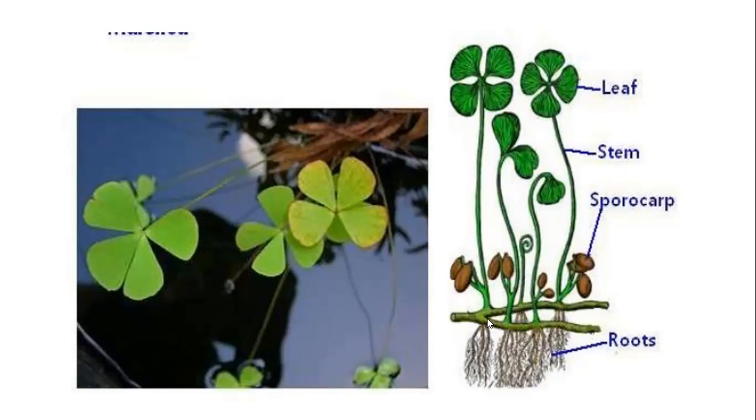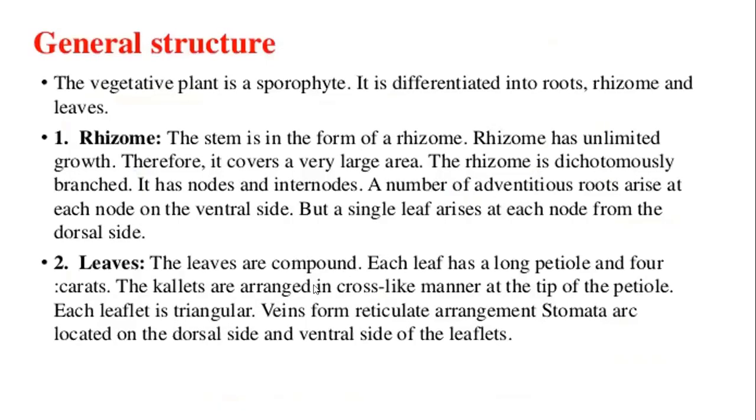Now, from each node on the ventral side, that is on the lower side of this rhizome, we can see the development of these adventitious balancing roots. And on the upper side, that is the dorsal side of this rhizome, at each node, just opposite to the roots, we can see the development of the leaves. Next, the leaves of this Marselia are compound, that is, the lamina is divided into leaflets. Each leaf has a long petiole and 4 lobes, or leaflets.